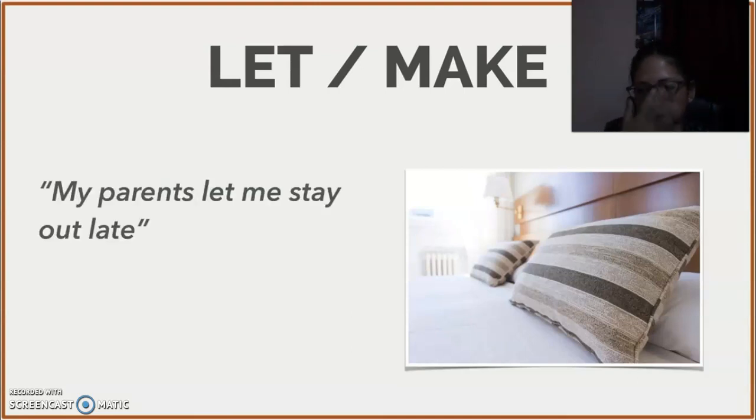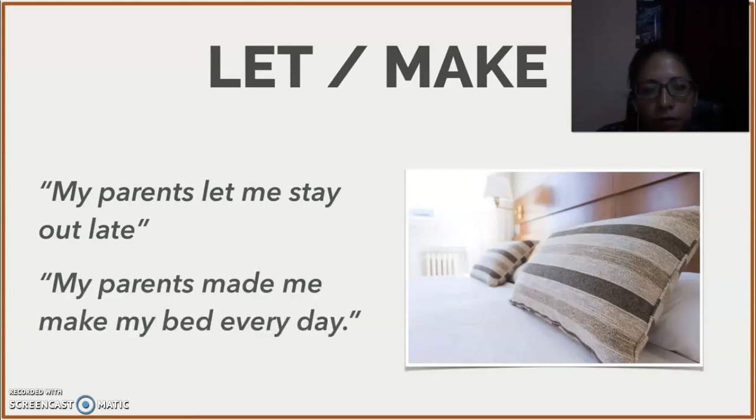My parents let me stay out late. So here you can see we're using the verb let. My parents let me stay out late. Now what this means is my parents allowed me to stay out late. They gave me permission to do this.